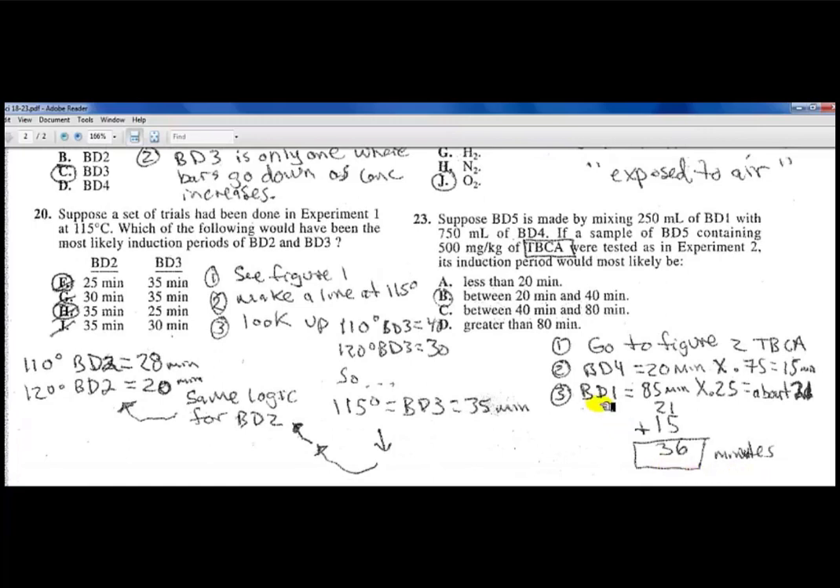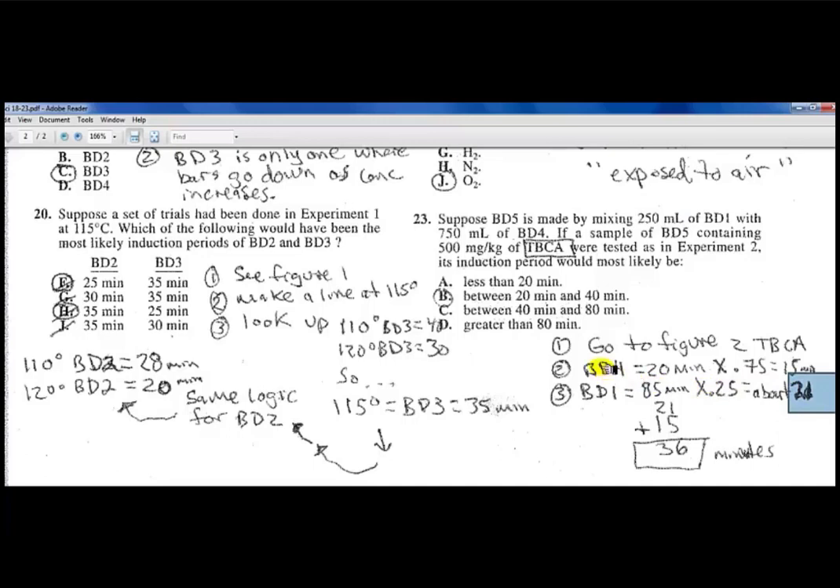So we have BD1 is 85 minutes times, how much are they going to use? 250 milliliters. So let's go ahead and say 0.25. 0.25 times 85 gives you roughly 21 minutes.